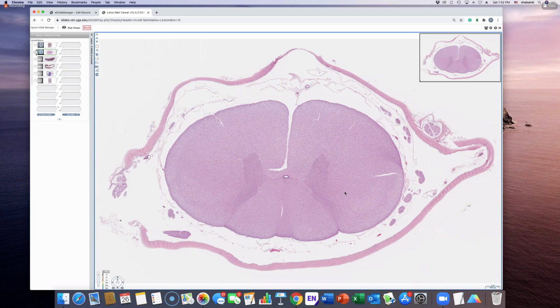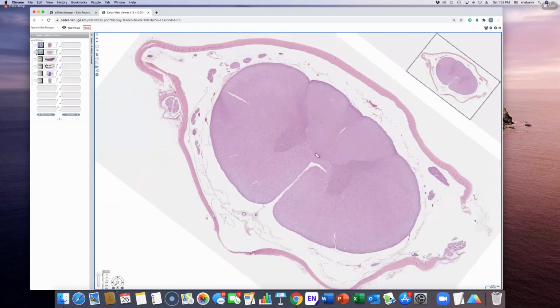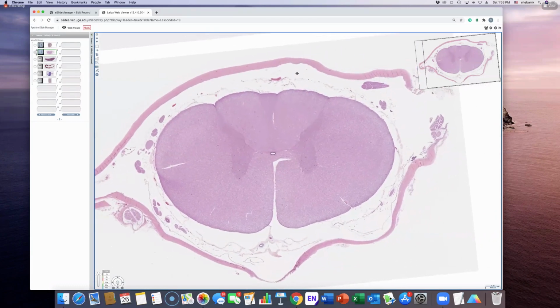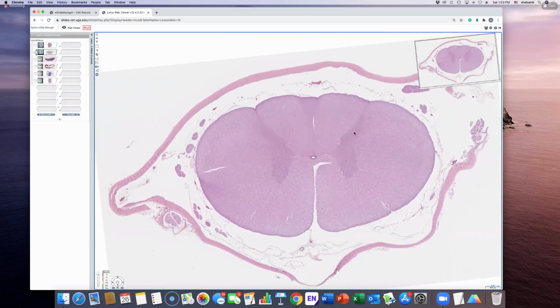Actually, this is upside down, so we have to turn this around this way. I say this is upside down because I can see the ventral spinal artery here. These are all spinal nerves. So here's the gray matter, and all this is the white matter. Okay, so let's go to the brain.